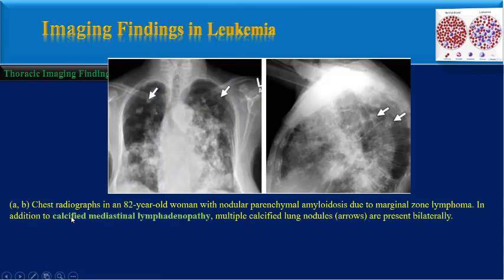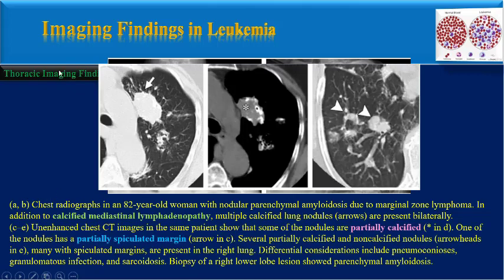Another case: chest X-ray in an 82-year-old woman with nodular parenchymal amyloidosis due to marginal zone lymphoma. In addition to calcified mediastinal adenopathy, multiple calcified nodules are present bilaterally. Unenhanced chest CT in the same patient shows that some of the nodules are partially calcified. One of the nodules has partially spiculated margins. Several partially calcified and non-calcified nodules, many with spiculated margins, are present in the right lung.